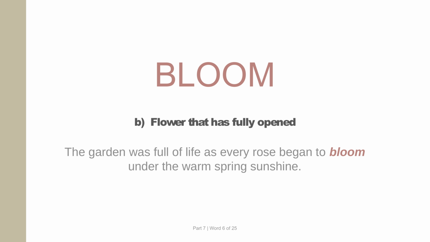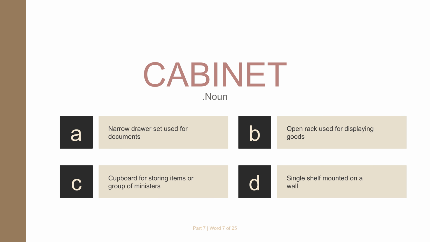Question 7. What is the meaning of cabinet? Option A. Narrow drawer set used for documents. Option B. Open rack used for displaying goods. Option C. Cupboard for storing items or group of ministers. Option D. Single shelf mounted on a wall.